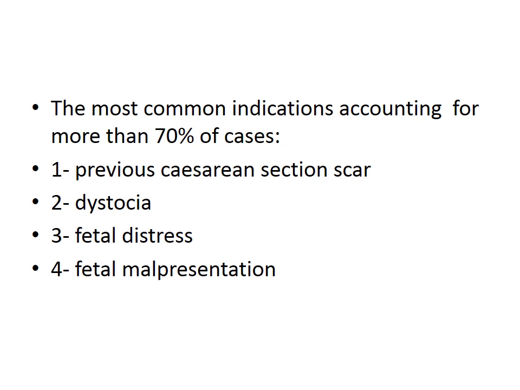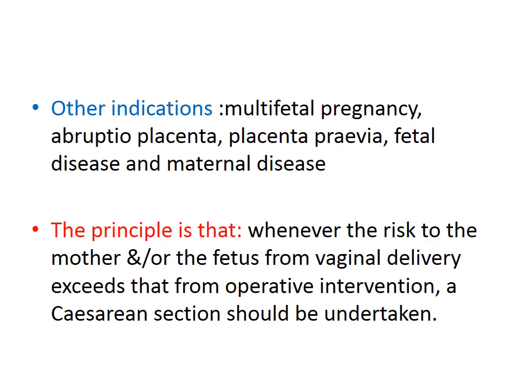The third one is fetal distress, as well as fetal malpresentation, for example, in the presence of a brow presentation or a breech presentation, shoulder, etc. Other indications include multifetal pregnancy, that is to say multiple pregnancy, or for example antepartum hemorrhage in the presence of abruptio placentae or placenta previa. As well, there might be fetal disease or maternal disease that necessitate delivery by Caesarean section.